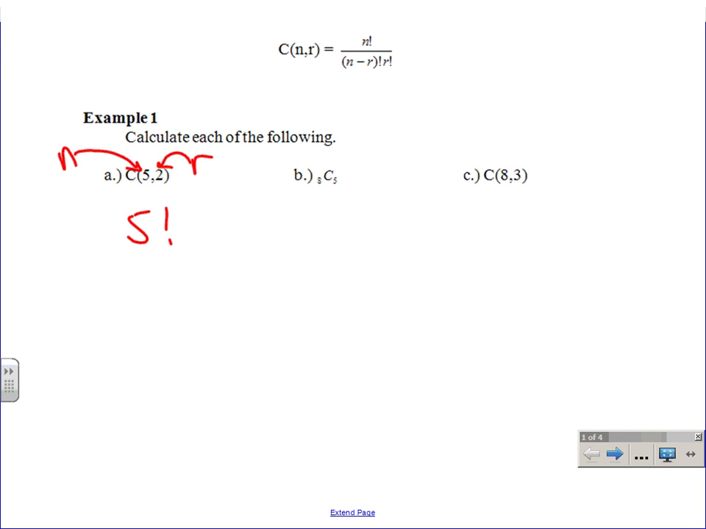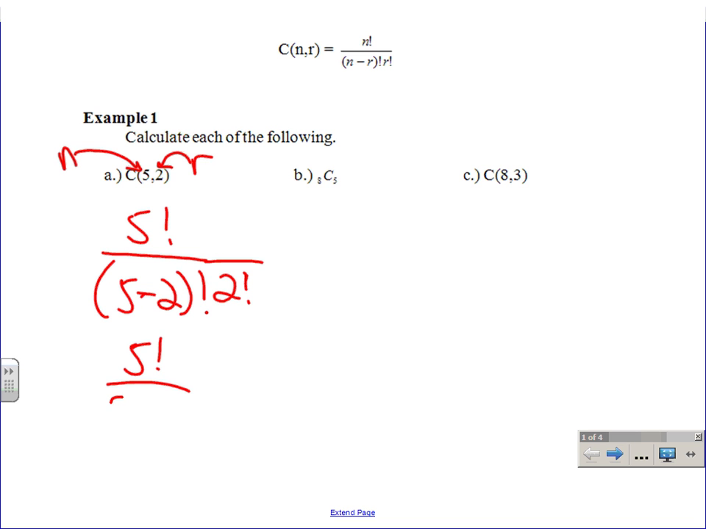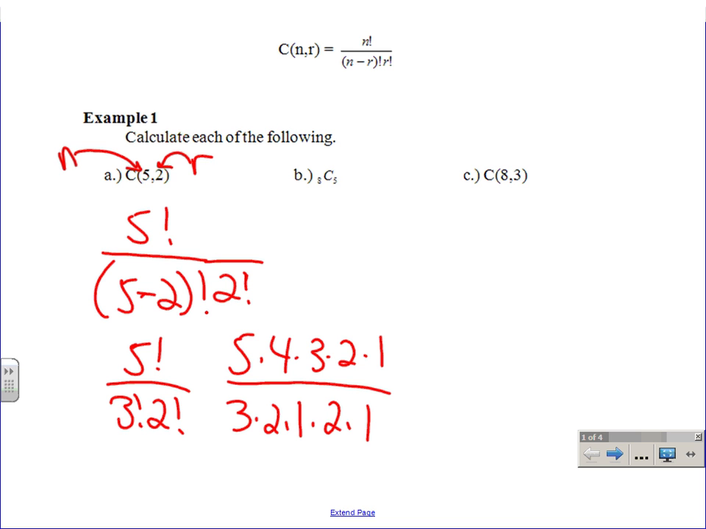So it's 5 factorial over 5 minus 2 factorial, and then what? According to the formula, 2 factorial. Okay. So we basically have 5 factorial on top, and then 3 factorial times 2 factorial on the bottom, correct? Everybody see where that comes from? So if I were to write it out, it's 5 times 4 times 3 times 2 times 1. And you don't have to write it out if you understand how factorials cancel. This is 3 times 2 times 1 times 2 times 1, right? That's really what it's saying, all in all.